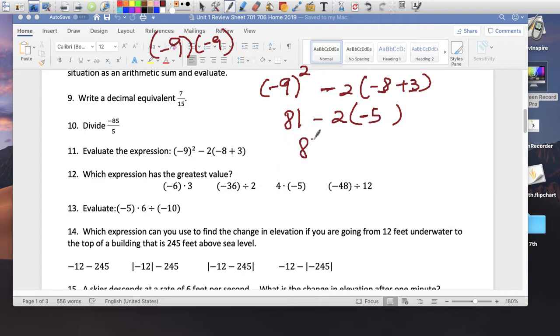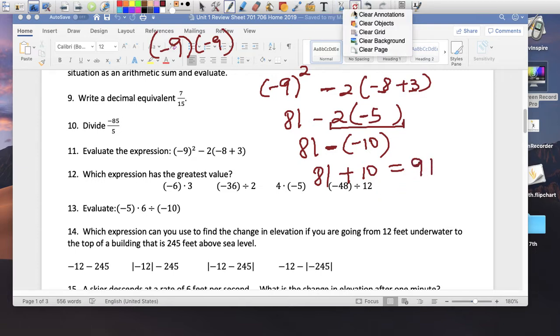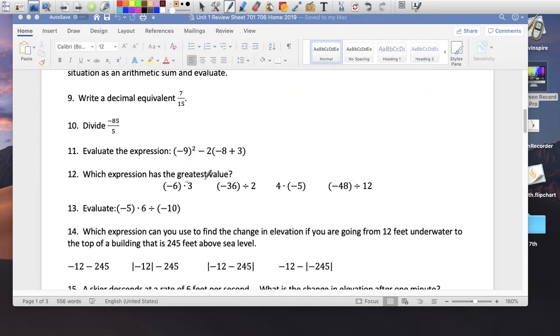Okay, next we move to 81 minus, right? Let me underline, we're going to take care of this right here. That's a subtraction sign. So 2 times negative 5 is negative 10, right? Now I'm ready to subtract, but because it's a subtraction here, and I'd much rather see it as an addition, I'm going to make this into 81 plus, and the additive inverse of negative 10 is 10. So now it's clearly 81 plus 10, and you already knew how to do that, and that would be 91.